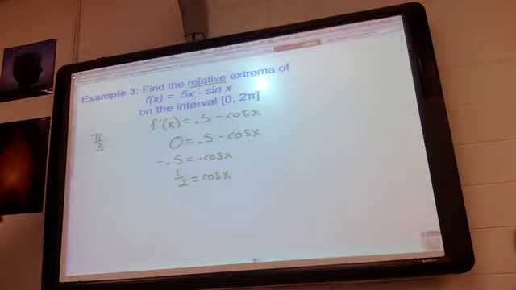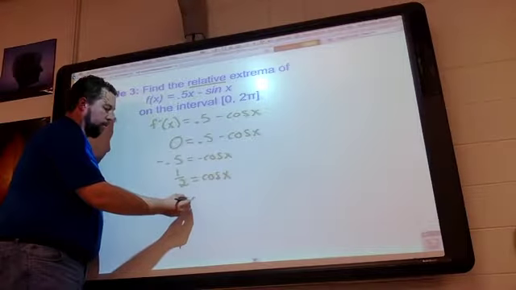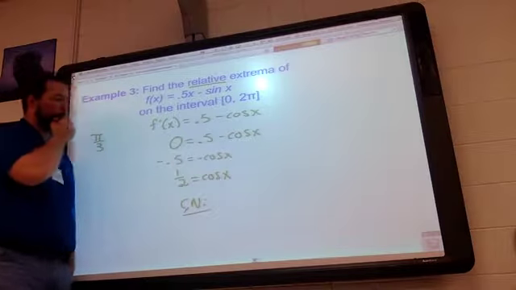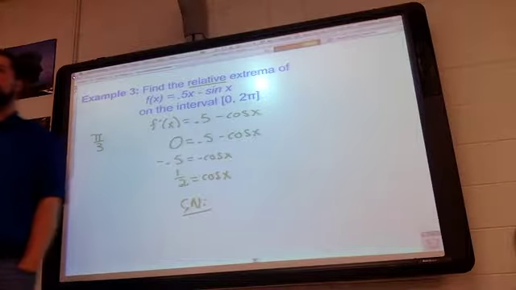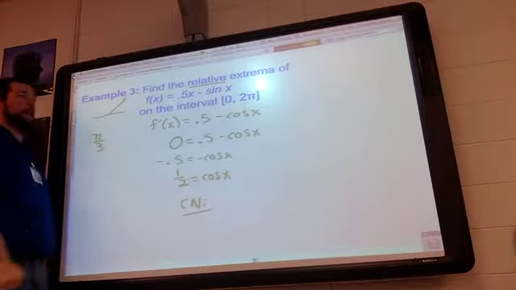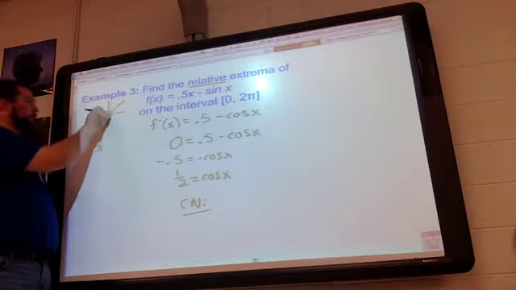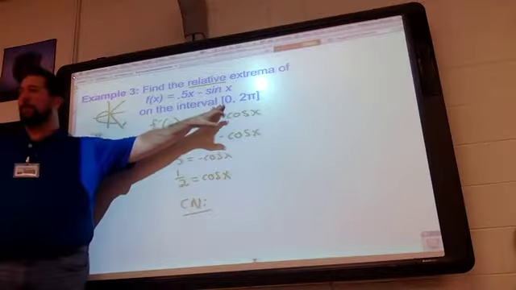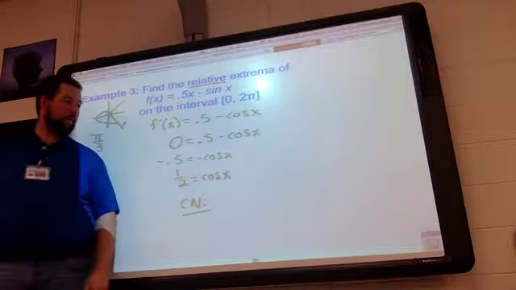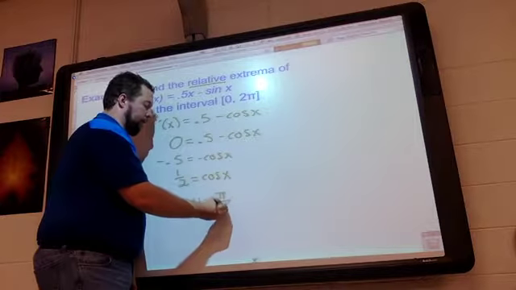Where else is it? Negative pi over 3? No. 2 pi over 3? It's the one down here. 5 pi over 3. It's going to be 5 pi over 3 because it's going to be in our first quadrant, because cosine is positive over there, and it's going to be over in the fourth quadrant. Yes, it is coterminal with negative pi over 3, but in this interval 0 to 2 pi, that is 5 pi over 3. So we have pi over 3 and 5 pi over 3.